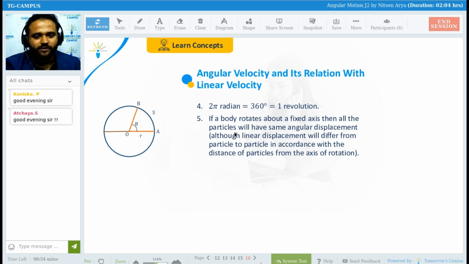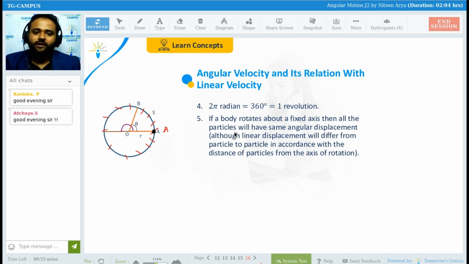Alright, so what is one revolution? 2 pi radian is 360 degree. As you know, pi is basically 180 degree, right? So one revolution means if we start at A and go this way, anti-clockwise obviously, and come back to the initial point A. Got it? Again at A. So we can make one complete revolution or one complete full circle.